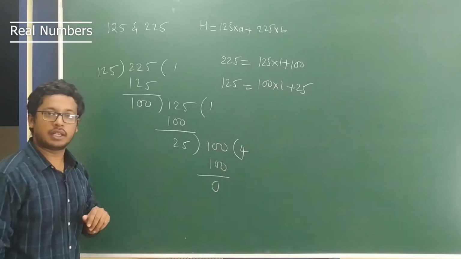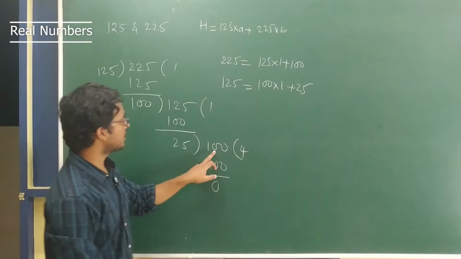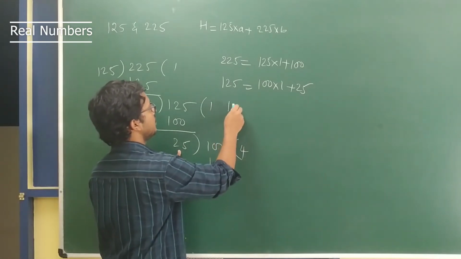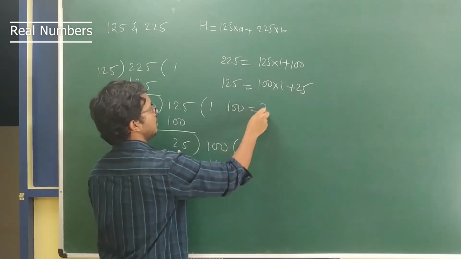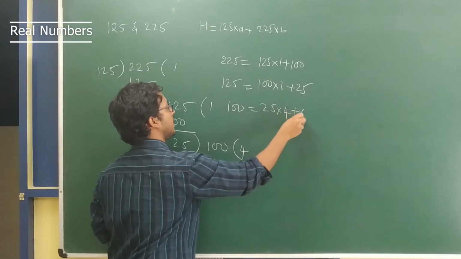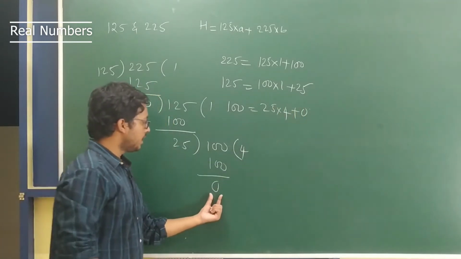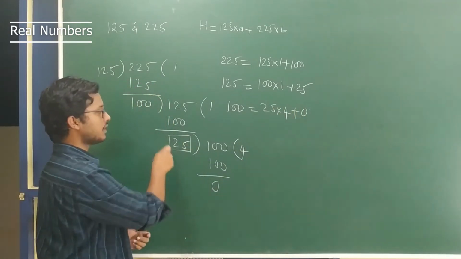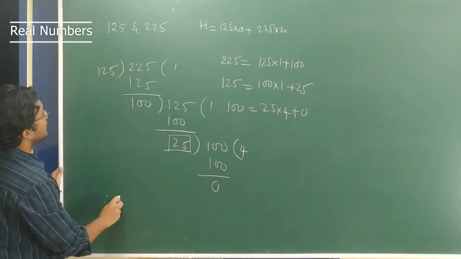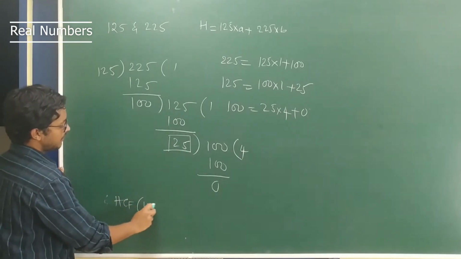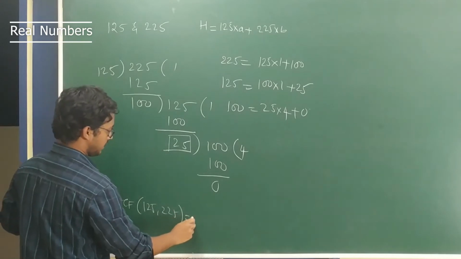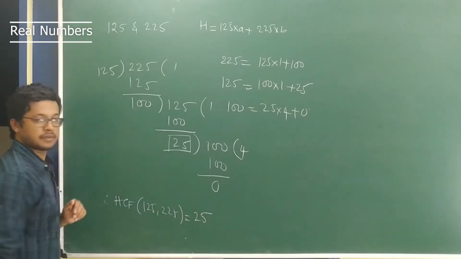Now the final remainder is 0. So what did we do here? We expressed 100 in terms of 25. So 100 can now be written as 25 into 4 plus 0. Since the remainder is 0, this must be the HCF. So therefore the HCF of 125 comma 225 is 25.